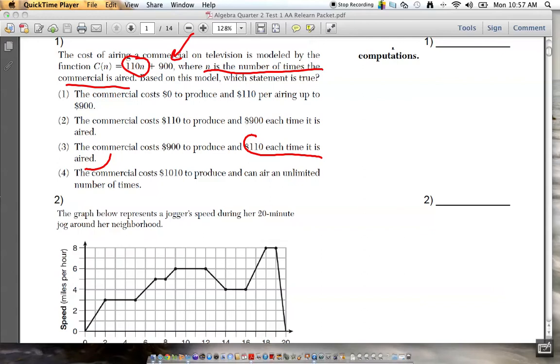You know, I recently went through all of the Regents exams and I chopped them up by subject matter. And it seemed to me that of all of the questions that can possibly be on your Regents, the one that's been on there the most every single year, worth 2 points, is a question just like this. So being able to interpret a function and what each part makes up, like the 900 being the cost to produce it and the 110N being the cost to air it given N number of times, is a very important skill to get down pat. Okay.